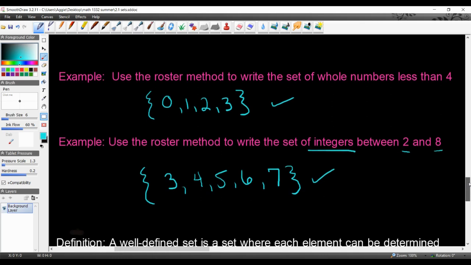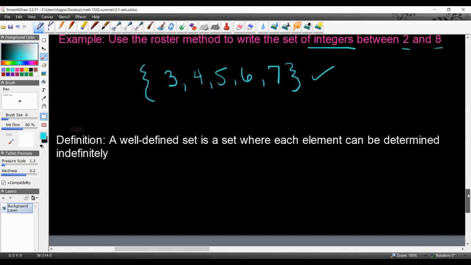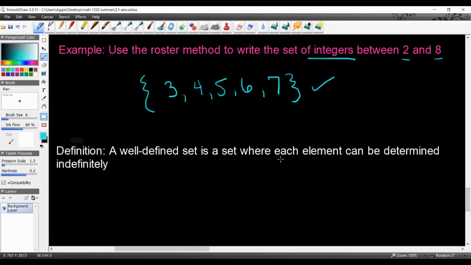All right, moving on. Because remember, this is going to be a somewhat lengthy video. We have another definition, and this kind of ties into some of the stuff we did earlier. A well-defined set. So now we're talking about something that's called well-defined, is a set where each element can be determined definitively. So what that means is that there's, how could I say this? Like there's only a certain number of numbers that are going to fit in there.